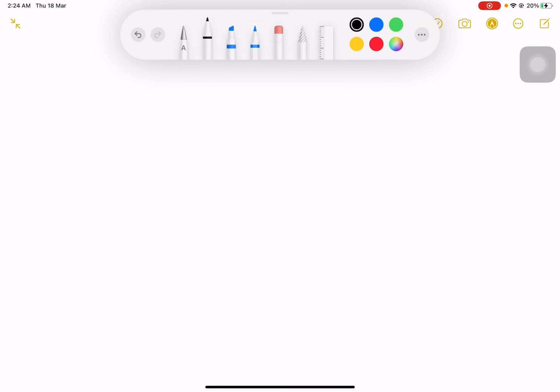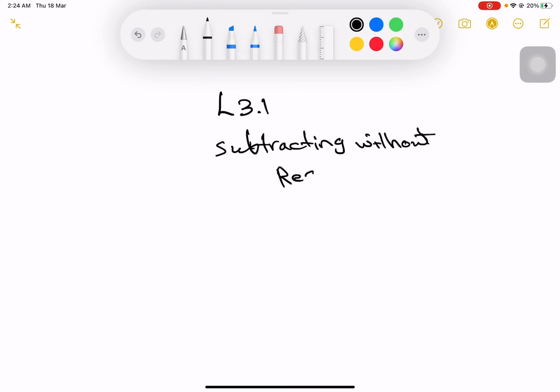Now, my lesson first is lesson 3.1, subtracting without regrouping. Regrouping means without borrowing, okay? In all, the number of students is 1475. This number contains two sections.